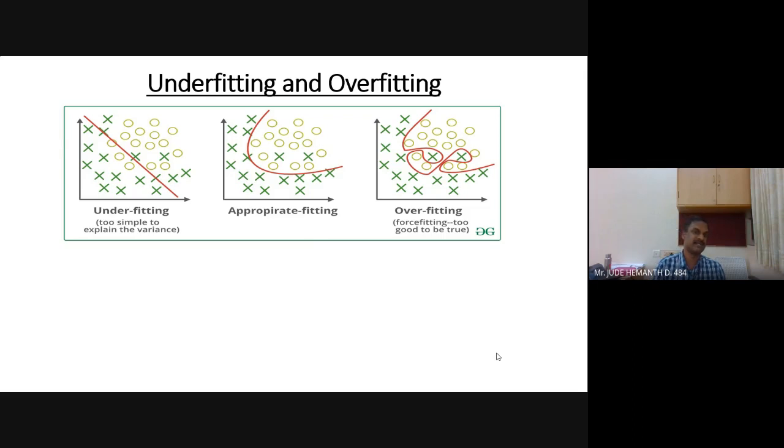But when you look at the first diagram, circles are on the cross side and crosses are on the circle side, right? Which will cause more damage to the accuracy. But when you go for appropriate fitting, there are only two cross marks. You cannot get a 100% result every time, right? Two cross marks are there, but that is fine.